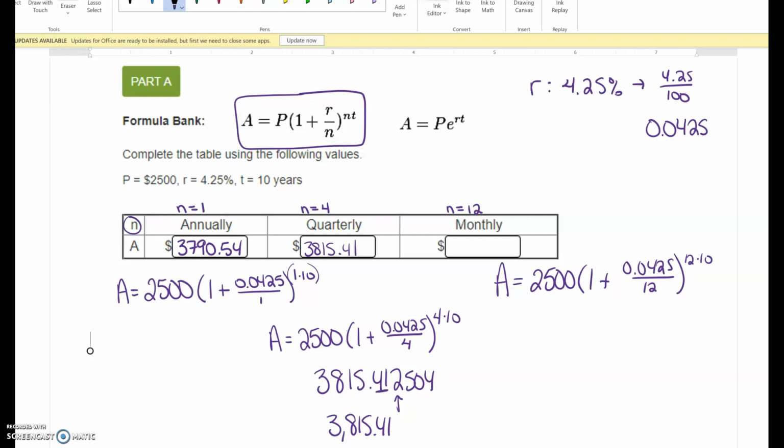For the monthly, we got 3,821.105964. Do we leave this as 10 cents or do we bump it to 11 cents? We bump it to 11 cents. So $3,821.11.